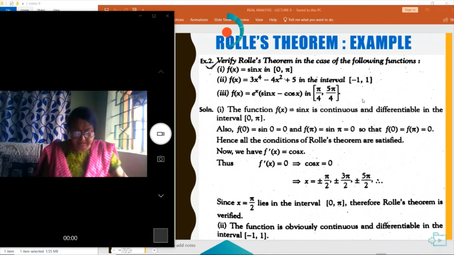Now we will discuss some examples based on Rolle's theorem.